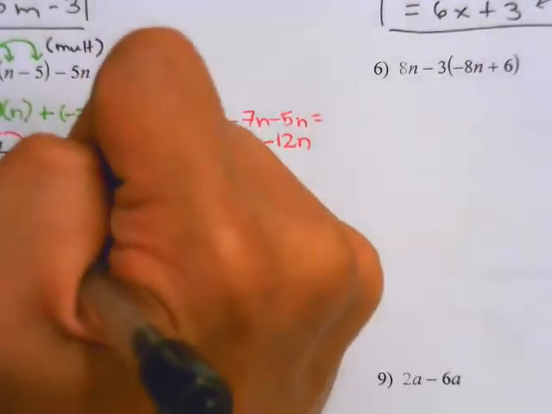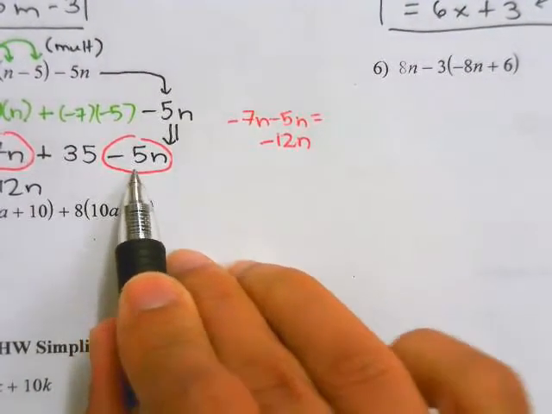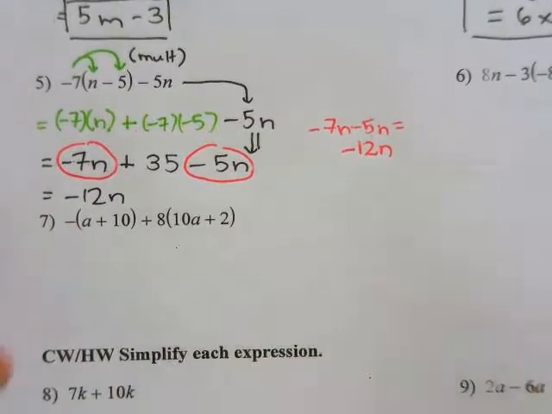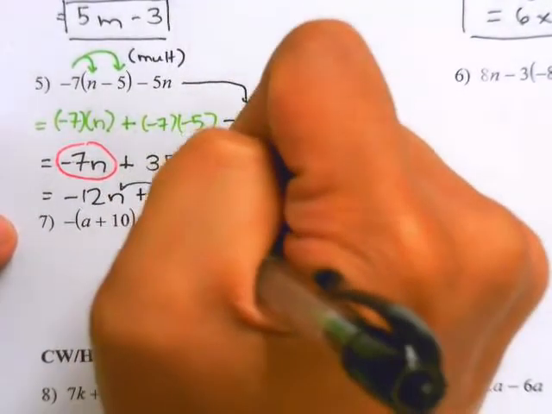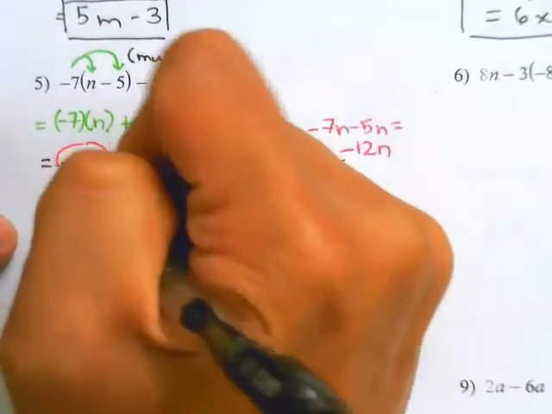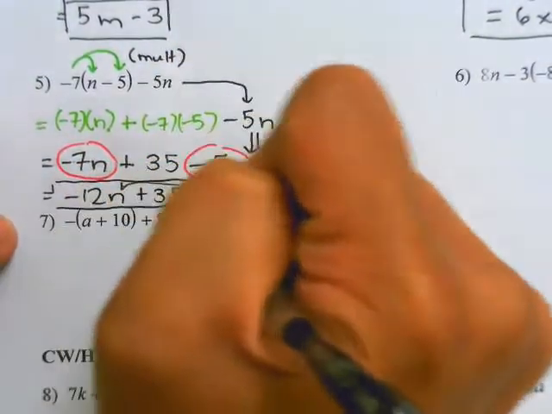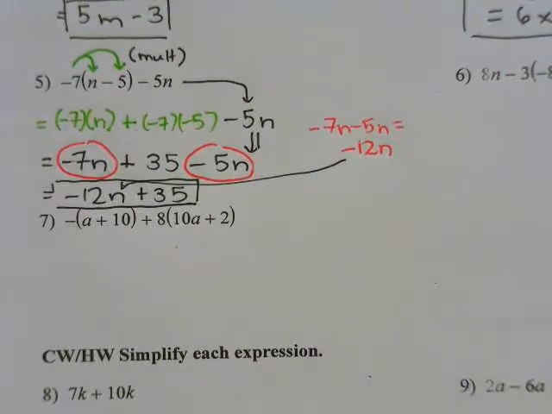All right, so we're going to put that on the last line. This is going to be -12n, from these two over here. And then don't forget the plus 35, which didn't have a like term. So -12n plus 35. We're going to do 2 more, and that will be it for this first video.